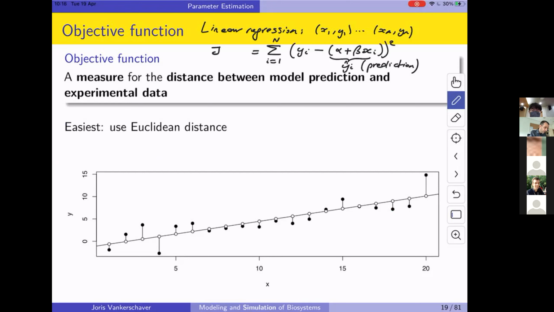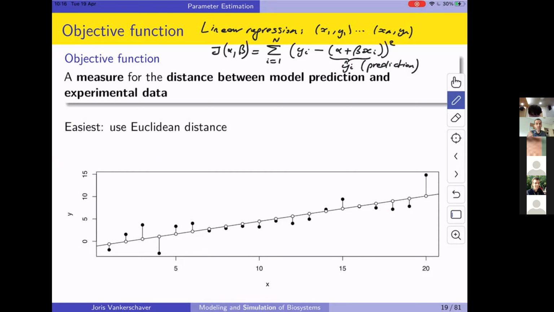And now, what do we have here on the left-hand side? This gives us a function, which we'll typically call J. We'll use J for objective function. And what is that? So the name says it's an objective function. So what is it a function of? Well, it is a function of the parameters alpha and beta.